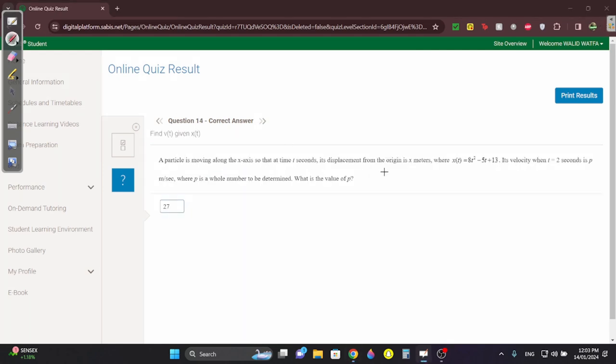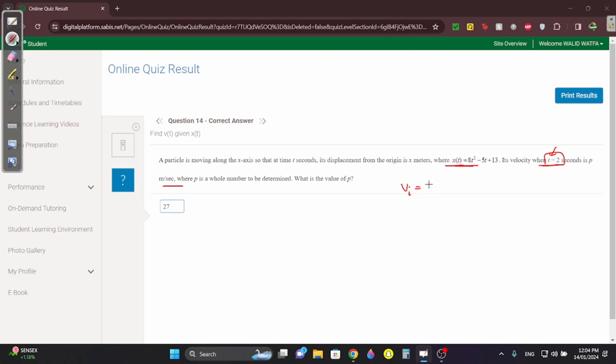Okay, here they gave you a particle moving along the x-axis. Okay, they gave you again the displacement formula, 8t squared minus 5t plus 13. Its velocity when t equals 2 seconds is something meters per second. So they want the velocity at a certain time. They didn't give me 2 times, they gave me 1 time. So what are they asking for? They're asking for instantaneous velocity.